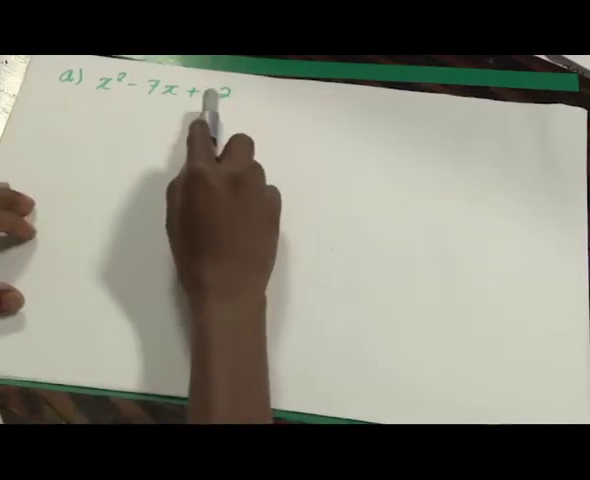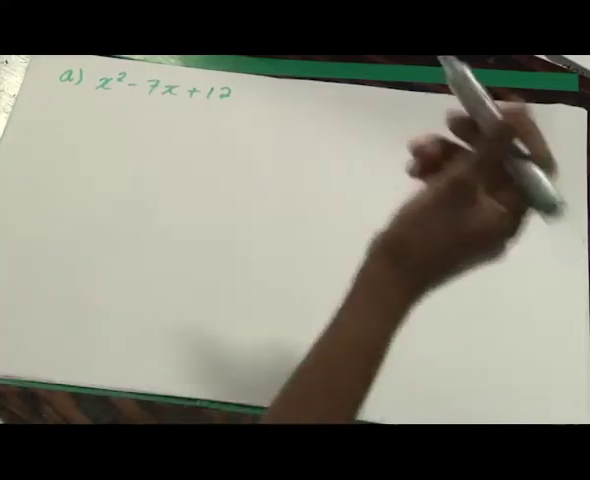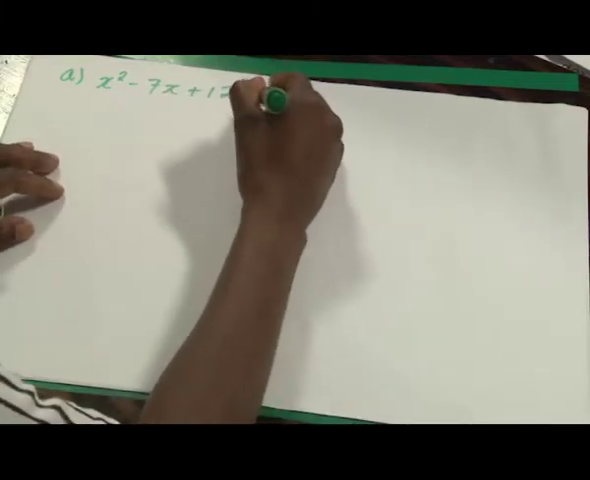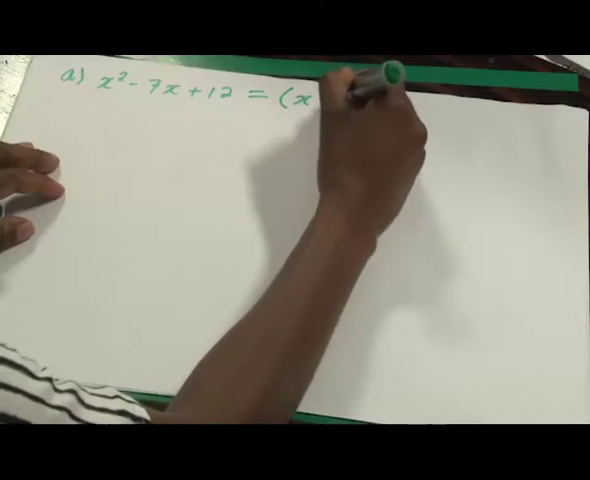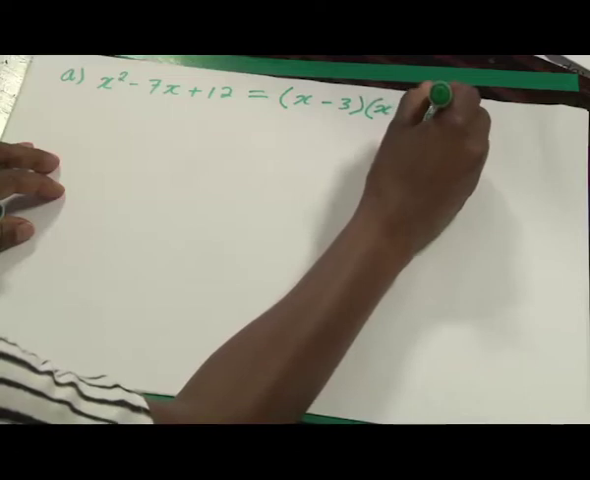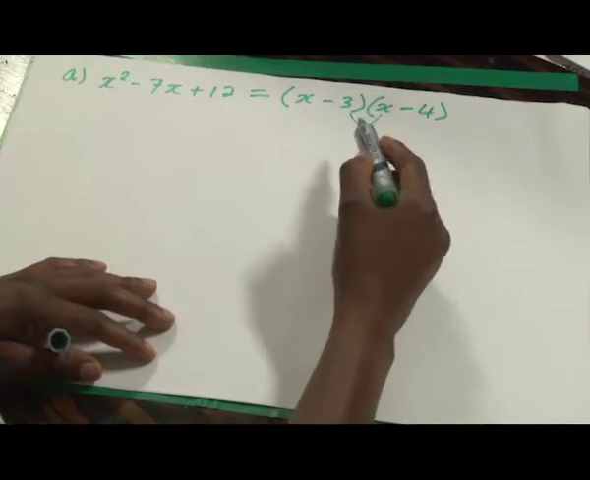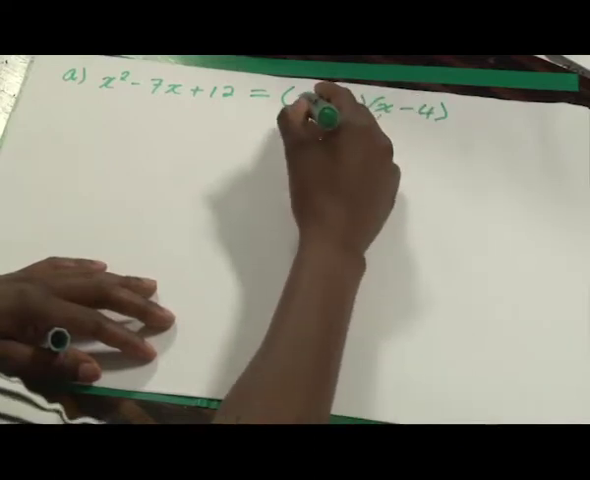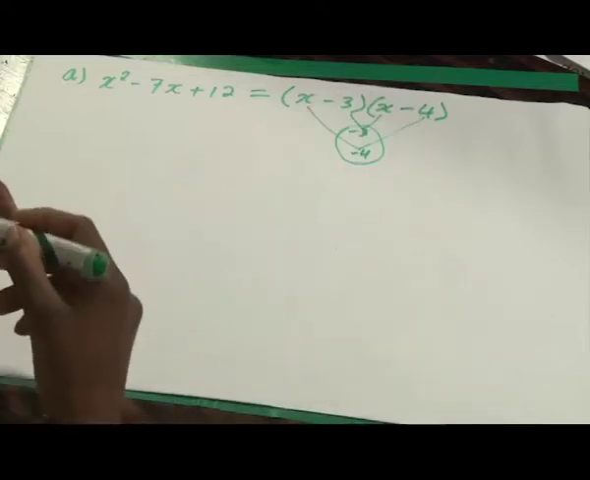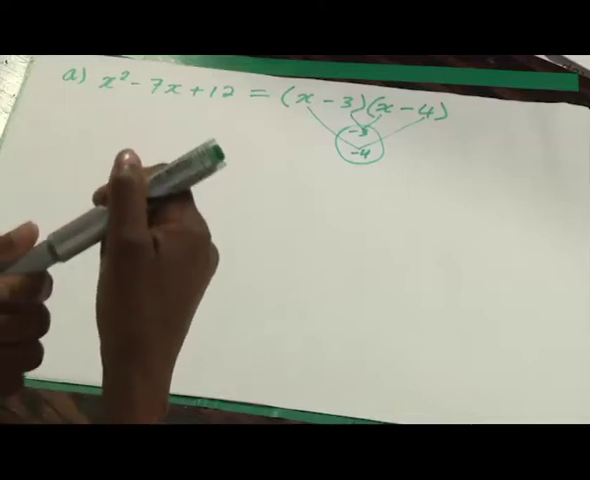So which two factors of 12 will add up to give you negative 7? We can all guess that is negative 3 and negative 4. Therefore, this will factorize into x minus 3 times x minus 4. Okay? And you can always check to see if you have factorized correctly. This is negative 3 and this is negative 4. If you add these two together, you get negative 7, which is the coefficient of your middle term.